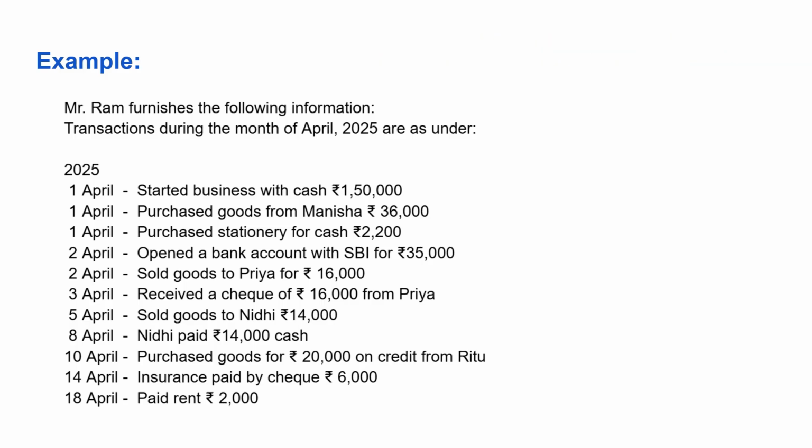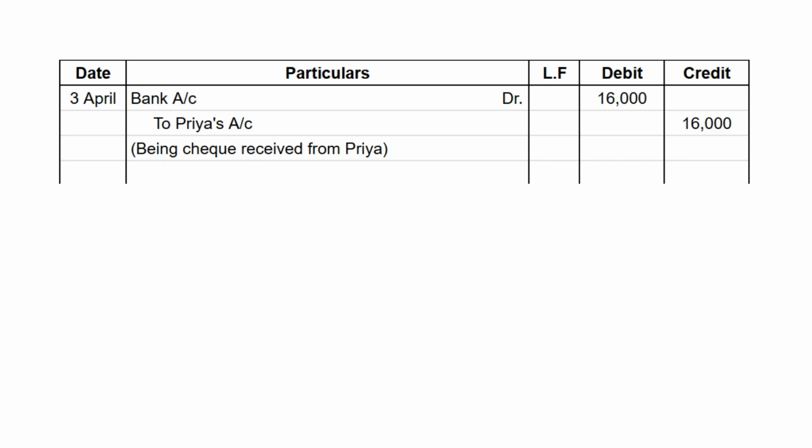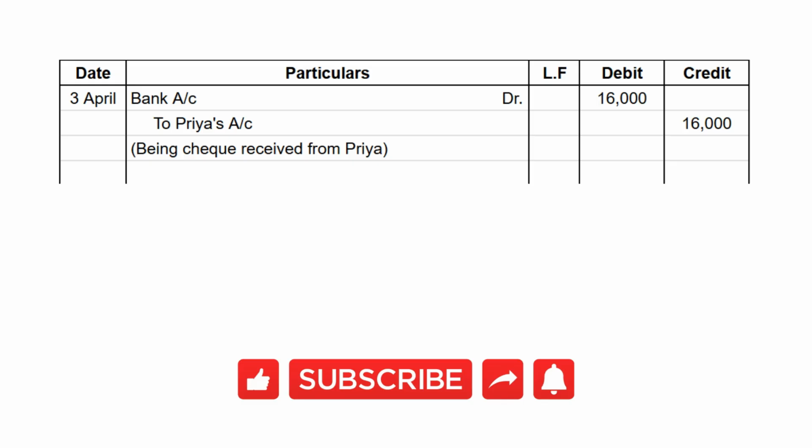Let's see how we'll record it. 3rd April, bank account debit 16,000 rupees on the debit side, and to Priya's account 16,000 rupees on the credit side, and the narration is being check received from Priya.